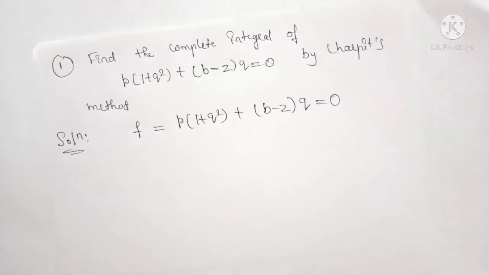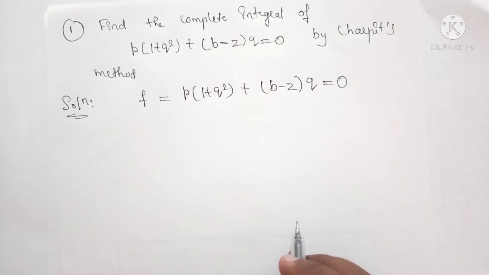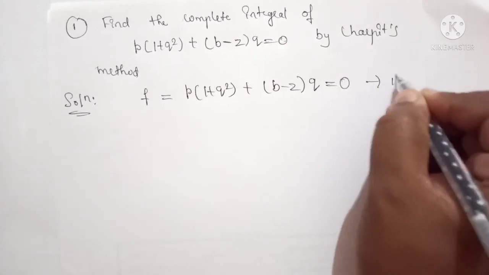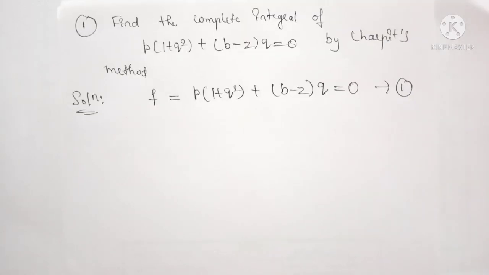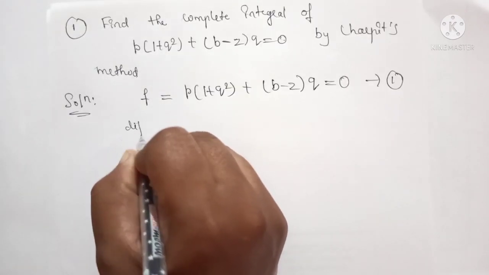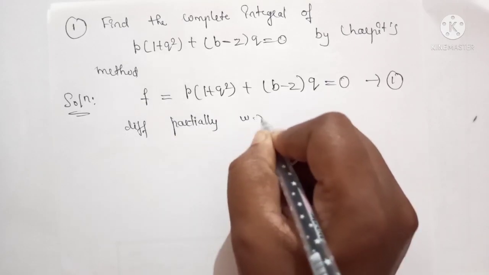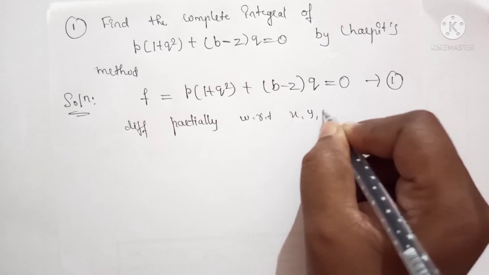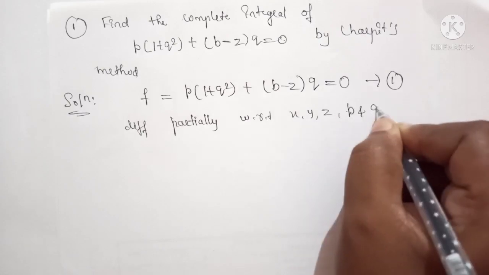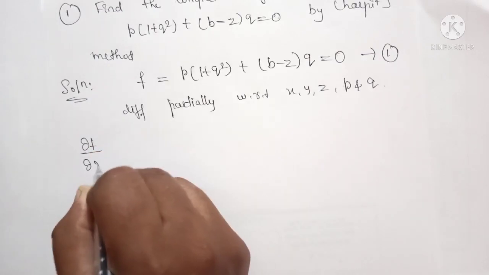Next, to write the Charpit's auxiliary equation, we need dou f by dou x, dou f by dou y, dou f by dou p, and all the 5 partial derivatives. Therefore, we differentiate this equation with respect to x, y, z, p and q partially. Differentiating partially with respect to x, y, z, p and q, we get, first we write dou f divided by dou x.